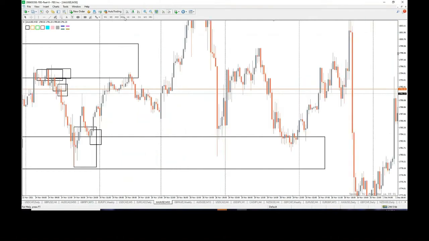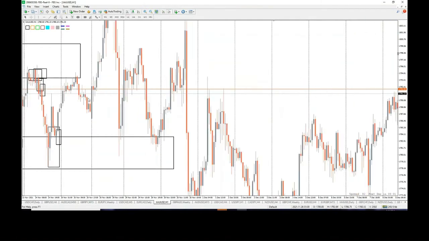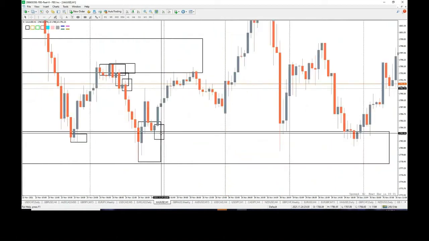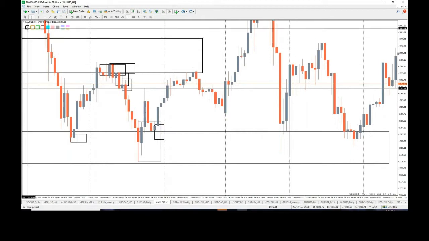Yeah. I can see the entry here. Once you've really mastered this, you don't need anything else, do you? So here is the engulfing buy. This is your next entry.